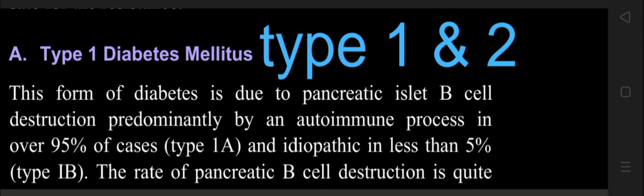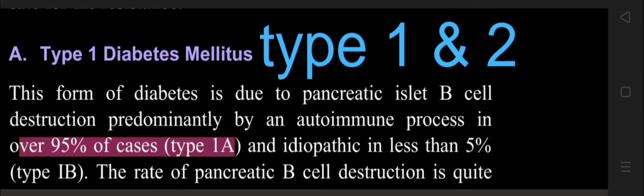Another important point is that when the diagnosis is done, the majority of cases are actually type 1A diabetics, meaning 95% of cases are type 1A, and the remaining 5% are called type 1B or idiopathic diabetes mellitus.